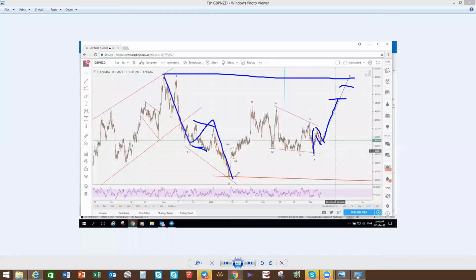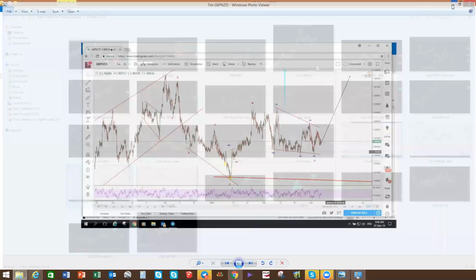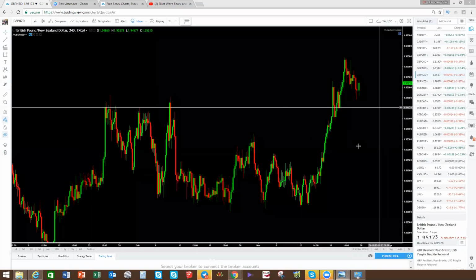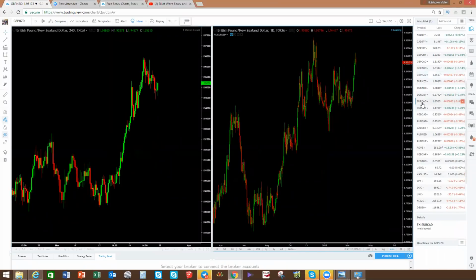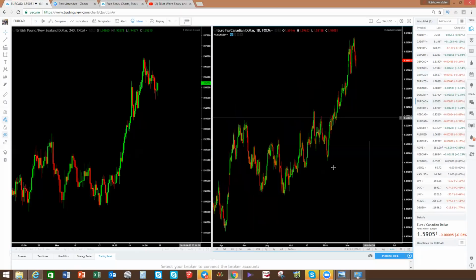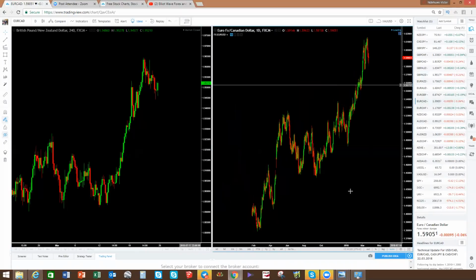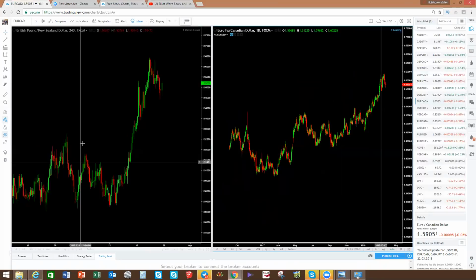See, 1, 2, 3, 1, 2, 3. We want this to come and retest the top there. Why do we want to retest the top? Because we've seen the exact same structure that does exactly the same thing. I can't help but keep showing you this relationship between these pairs. So on the right hand side here, you've got EURCAD that has done the exact same structure that we're looking at on pound New Zealand.